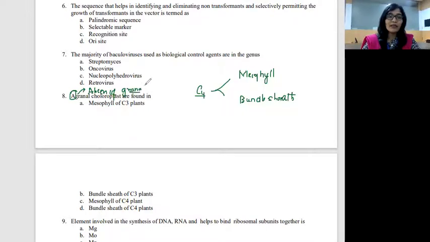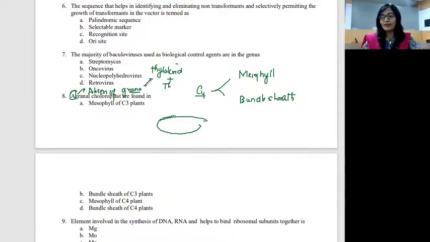Grana is nothing but many thylakoids. If many thylakoids are present, many thylakoids make up a grana. Suppose let's consider this is a chloroplast. I'm going to draw only the agranal chloroplast, and we will differentiate between the granal and agranal chloroplast. Suppose let's write agranal one.